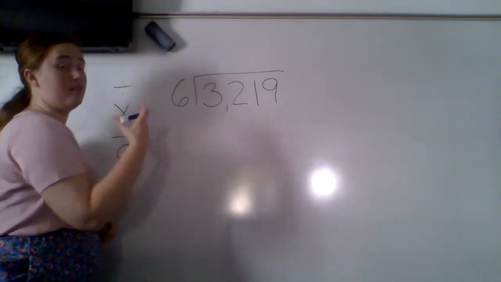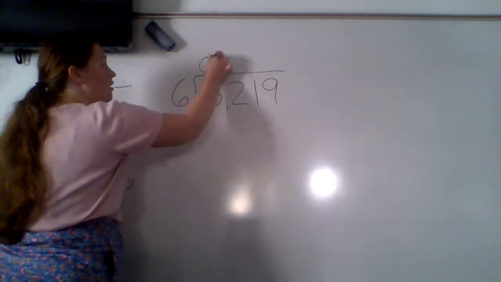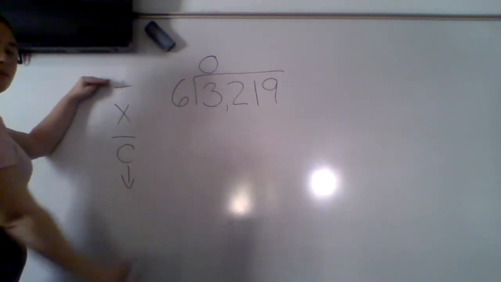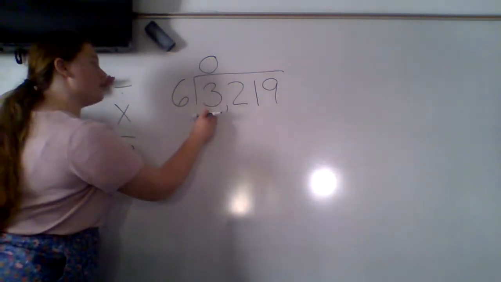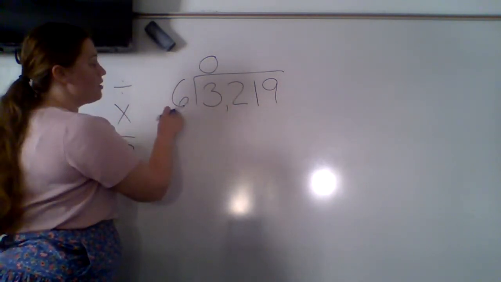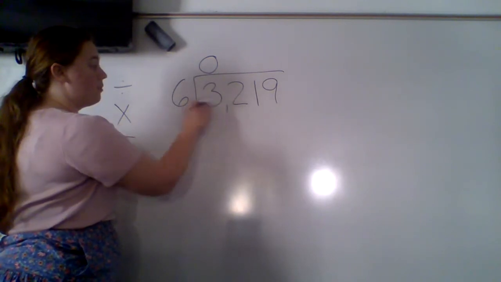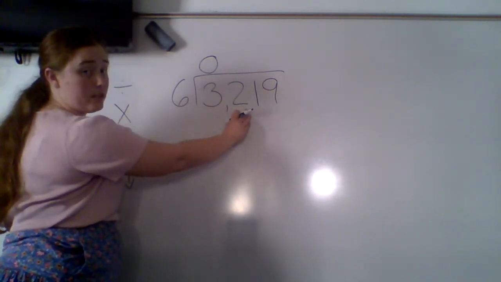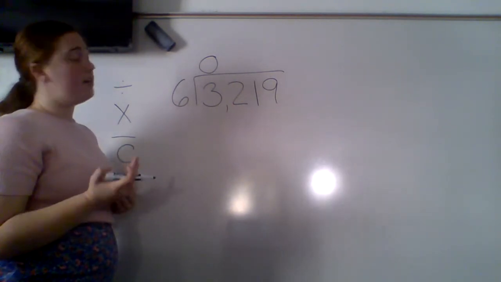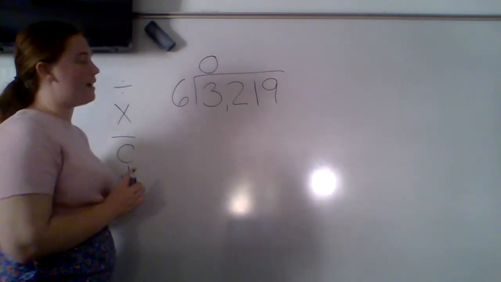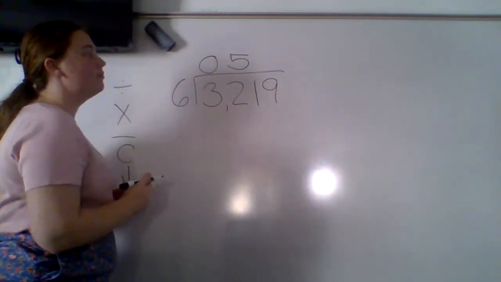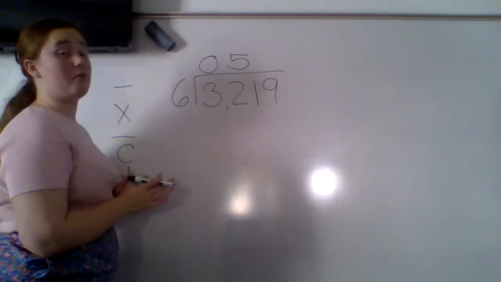6 will go into 3, of course, 0 times. When I have that 0 up there, I can skip these steps, go right back up to dividing, but I have to skip this 3 and go to the next number, 2, but I still have to use that 3. So we're not going to go 6 into 2, we're going to go 6 into 32. And 6 will go into 32 how many times? Okay, let's try 5. 5 looks like it would be a good one. If you said 5, let's see how that will work.